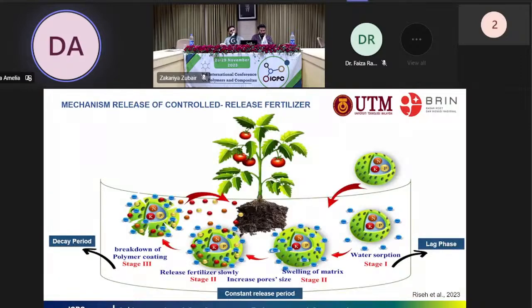Overall, nutrient release from CRF goes through three main steps: the first is the lag period, the second is consistent release, and the third is the decay phase. In the first step, the soil moisture vapor moistens the cracks on the coating surface and enters the coat. At this point, a small fraction of coated nutrients is dissolved, but no nutrient is released, as the only driving force is the vapor pressure gradient.